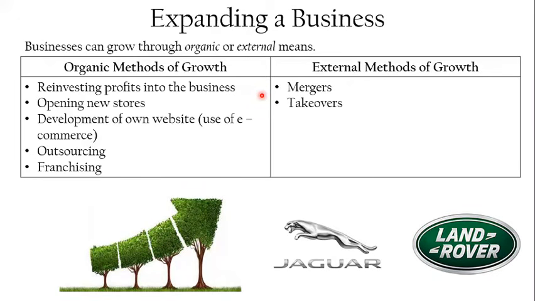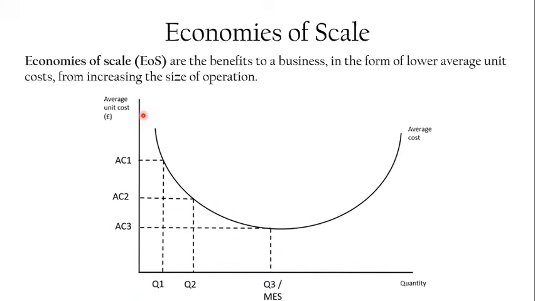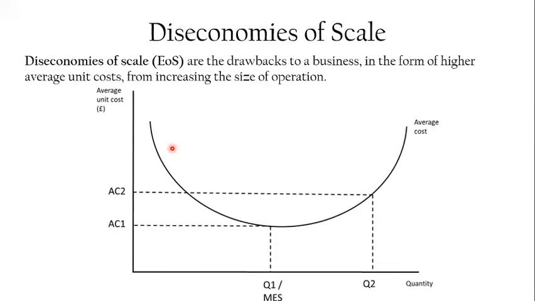Once we have established our business, we may want to grow our business. We can do this organically, where we use these methods to grow our business ourselves, or we can simply spend a lot of money on another company like Jaguar Land Rover did, and we take over another business. When we grow, one of the benefits is we get economies of scale. This shows the average unit cost falling as we increase our output. Okay, that's a benefit of growth called economies of scale. It happens because we get benefits from bulk buying raw materials and things like that.